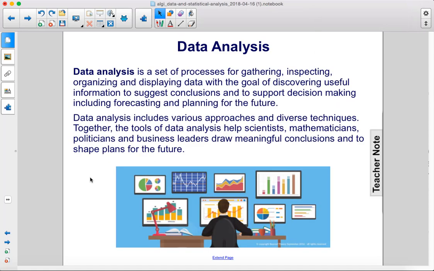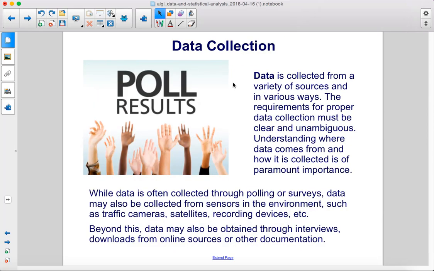Data analysis is a set of processes for gathering, inspecting, organizing, and displaying data with the goal of discovering useful information to suggest conclusions and to support decision-making, including forecasting and planning for the future. Data analysis includes various approaches and diverse techniques. Together, the tools of data analysis help scientists, mathematicians, politicians, and business leaders draw meaningful conclusions and to shape plans for the future. Data is collected from a variety of sources and in various ways.